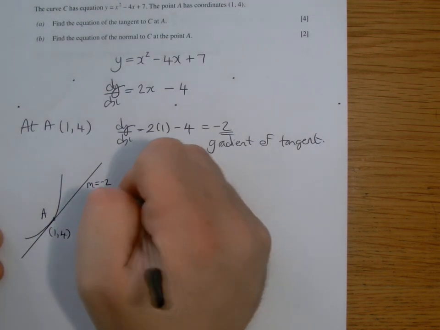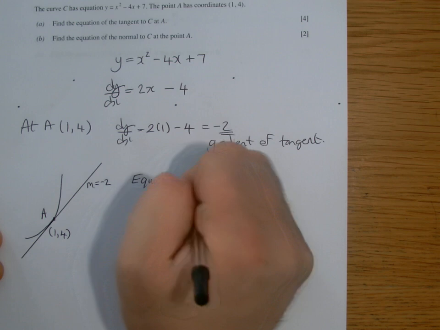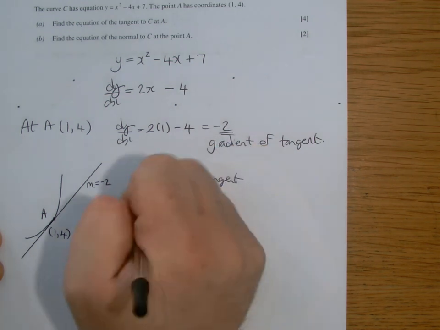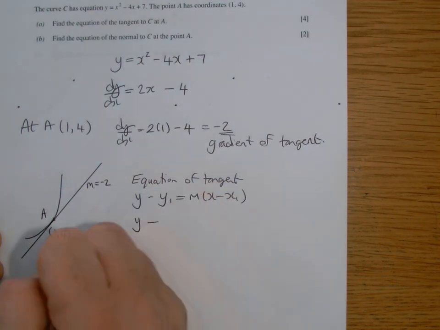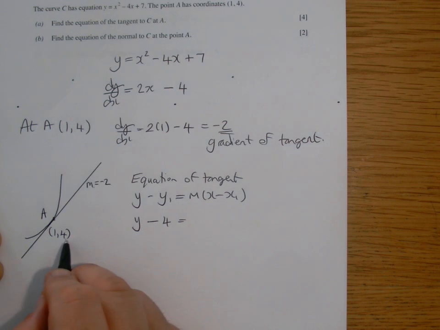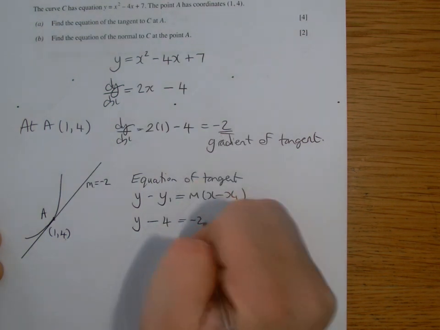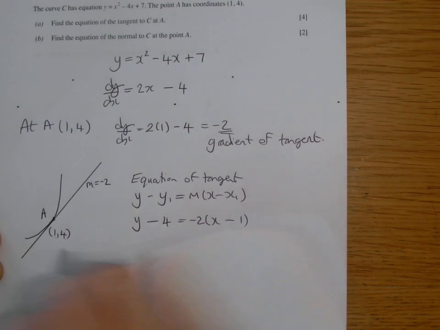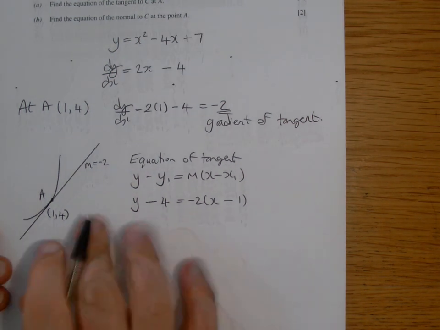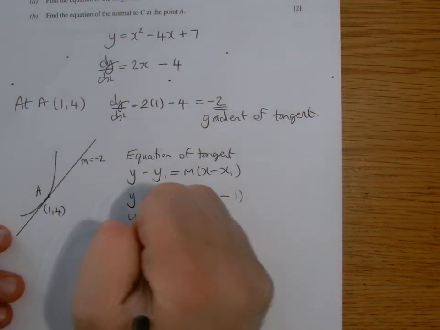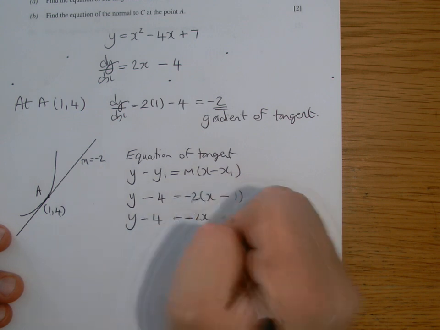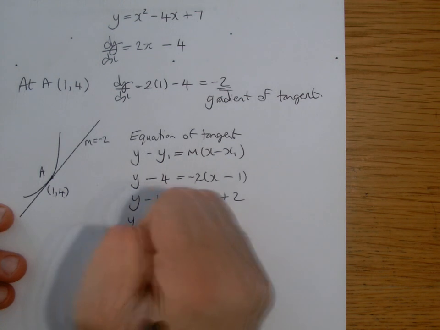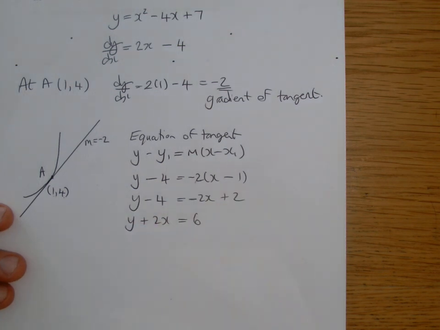So my equation of the straight line, so my equation of the tangent, will be y minus y1 equals m(x minus x1). So it'll be y minus 4, okay, because my y1 is 4. My tangent gradient is minus 2, and then my x1 is 1. So I'm using that point and I'm using the gradient. So there you go, okay? This is a case then of simplifying this. So expand that bracket, minus 2 times x is minus 2x, minus 2 times minus 1 is plus 2. So you could rewrite that maybe as y plus 2x equals 6. And there's the equation of the tangent.